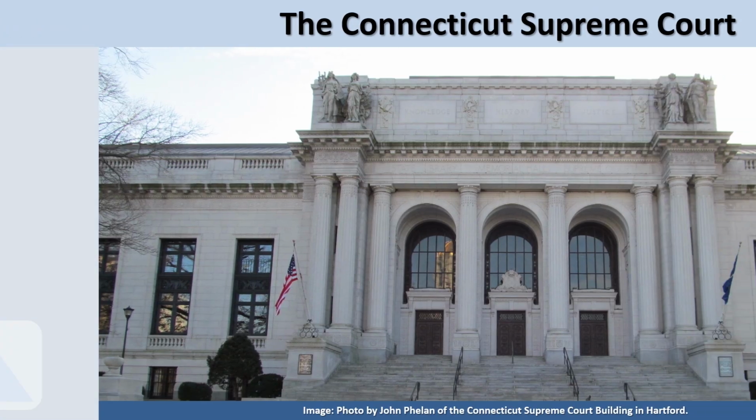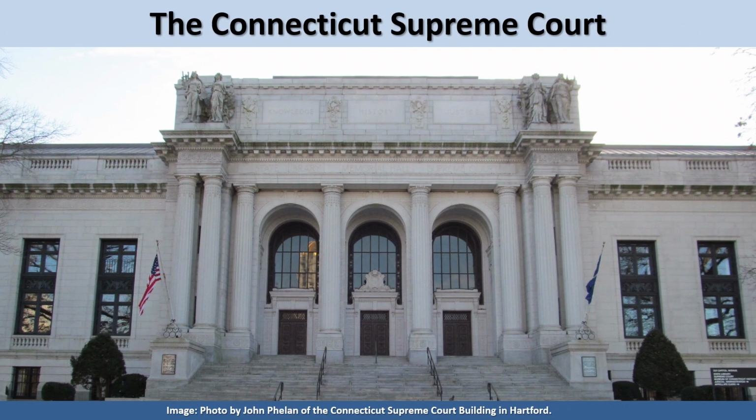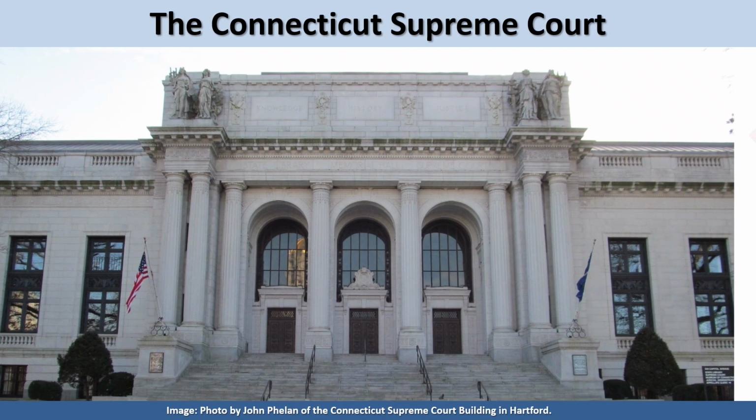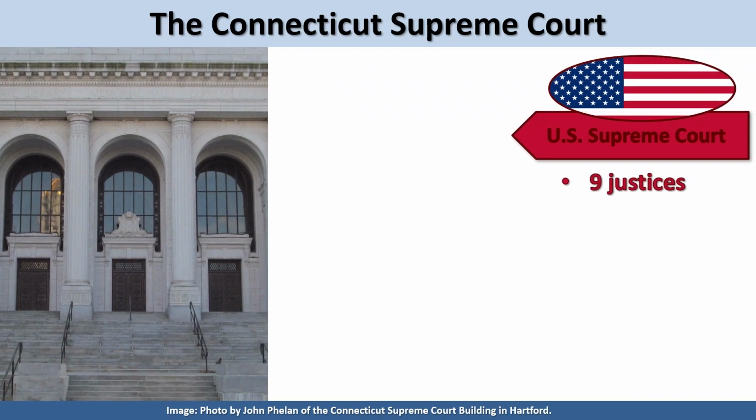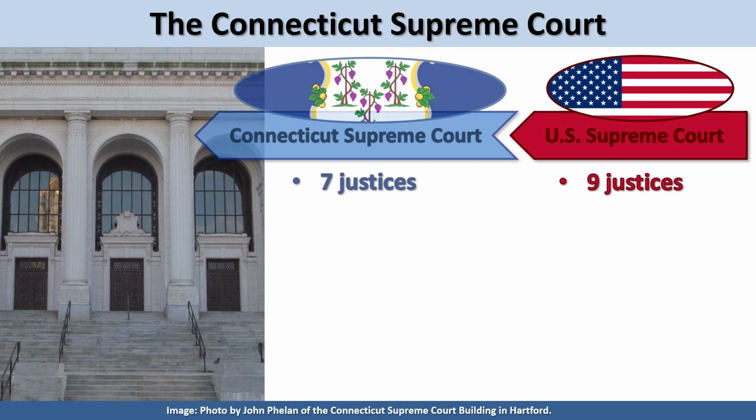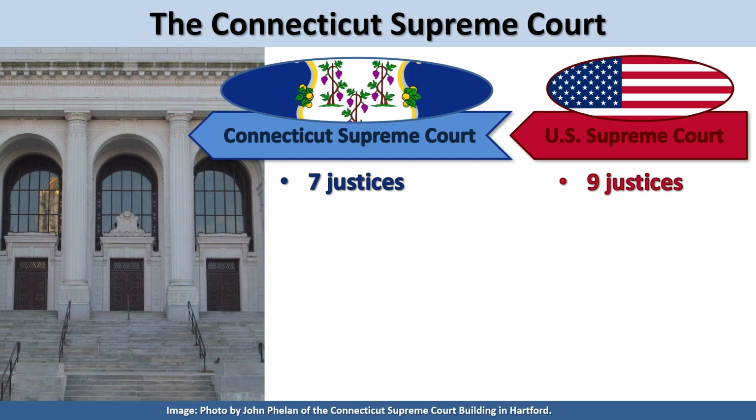Connecticut's highest court is the Connecticut Supreme Court. Unlike the U.S. Supreme Court, which has 9 justices, the Connecticut Supreme Court has 7 justices. Some state Supreme Courts have 5 justices, some have 7, and some have 9. All have an odd number of justices in order to avoid a 50-50 split decision.